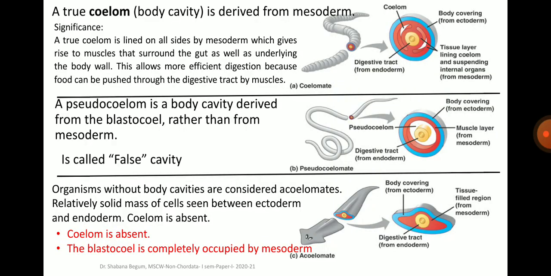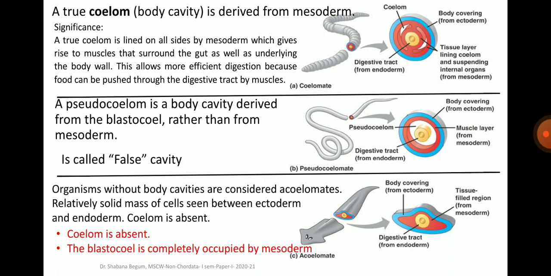So a true coelom is derived from mesoderm, and its significance is that a true coelom is lined on all sides by mesoderm, which gives rise to muscles that surround the gut as well as underlying the body wall. This allows more efficient digestion because food can be pushed through the digestive tract by muscles. The example of a coelomate, here the earthworm and its section, is given in this particular slide.